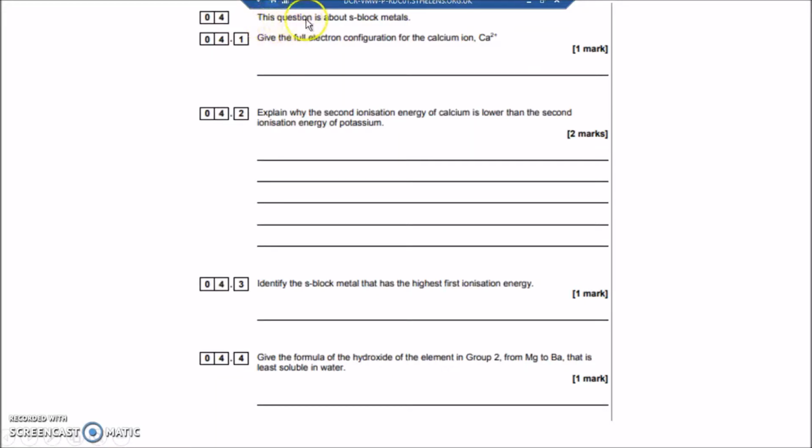Question 4. This question is about S-block metals, so that's metals in group 1 or group 2. Give the full electronic configuration for the calcium ion Ca2+. Well, calcium has got an atomic number or a proton number of 20. So it's got 20 protons and 20 electrons. If it's 2+, it's lost 2 electrons, so it's got 18 electrons. It's lost its 4s electrons.